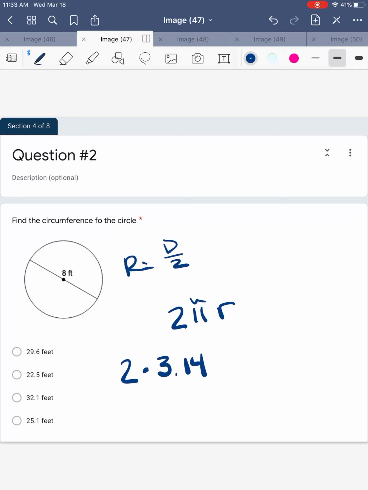If this one's diameter, the whole length, is 8, then the radius on this one would be 4. So I'm going to go 2 times 3.14 times 4. If you do that on your calculator, 2 times 3.14 times 4 equals 25.12, or we'll just go with 25.1 for that one. So that is number 2.